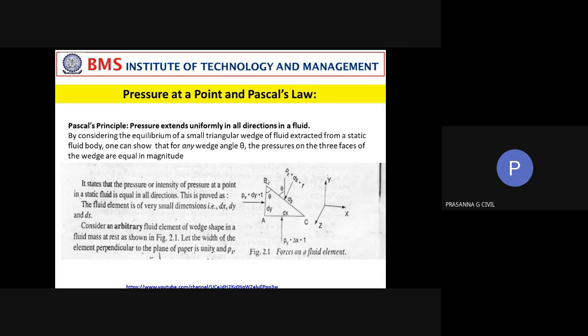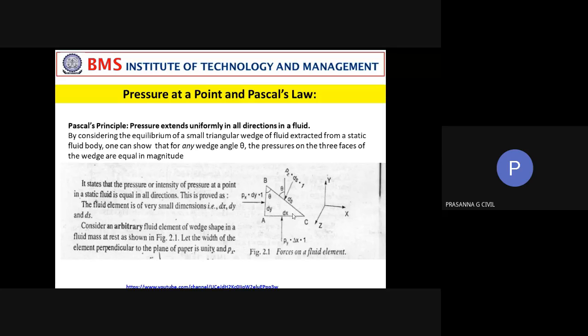In order to prove the statement, note that pressure intensity is Newton per centimeter square. So when I multiply it with the area, dy in meter or centimeter and 1 meter or centimeter, it becomes the total pressure. So we are taking a small wedge-shaped area having very small dimensions dx, dy, ds, and a small thickness of 1 unit. Consider an arbitrary fluid element of wedge shape.